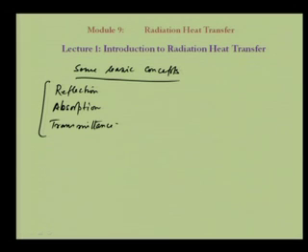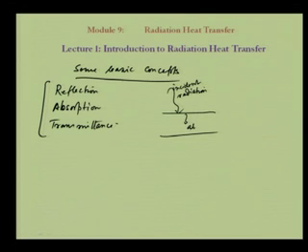These are the three phenomena that happen when light falls on a body. If I consider a body on which the light is incident, this is the incident radiation. It can be light, it can be energy. For our case it is the thermal energy we are considering. So, part of this is absorbed, part of this may get reflected, and part of this may get transmitted.